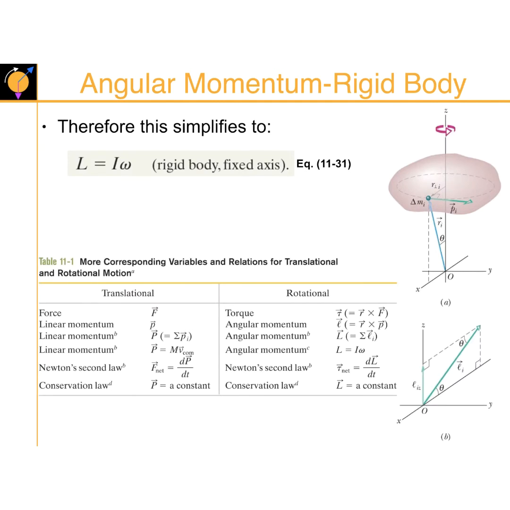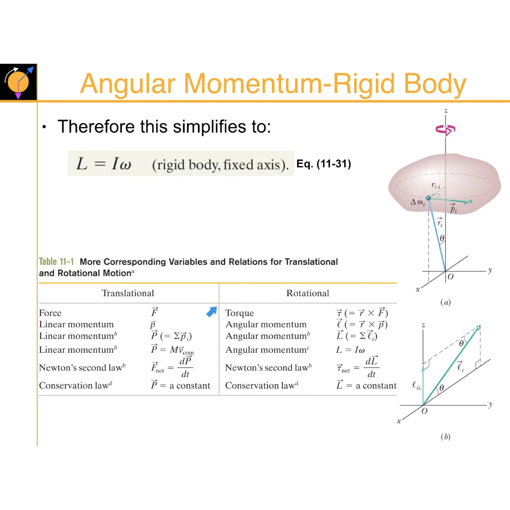And therefore, we can simplify this whole thing to the angular momentum for a rigid body with a fixed axis, L, is its moment of inertia times its angular velocity around that axis. So if I have this blob here and it's rotating around the z-axis, if I know the moment of inertia of that blob, and I know how fast it's rotating, then I know the angular momentum of that blob.